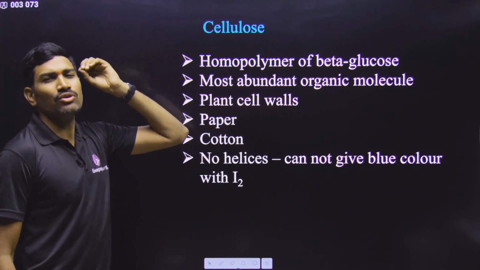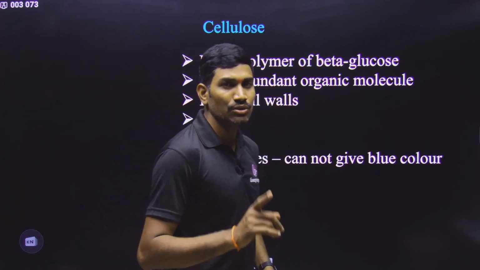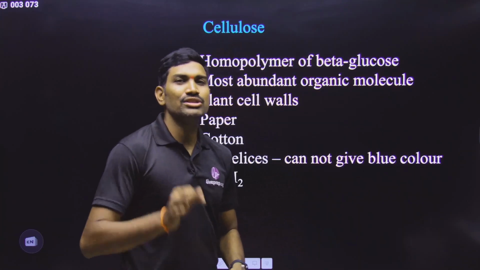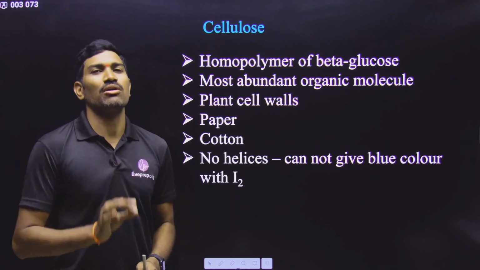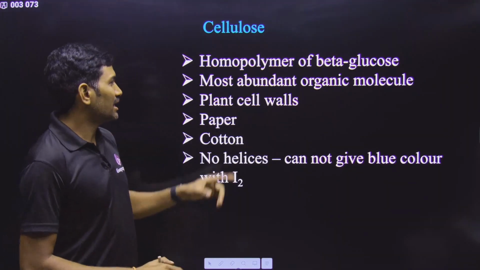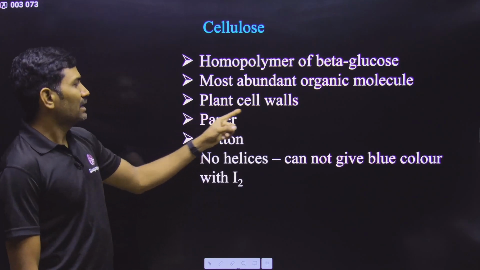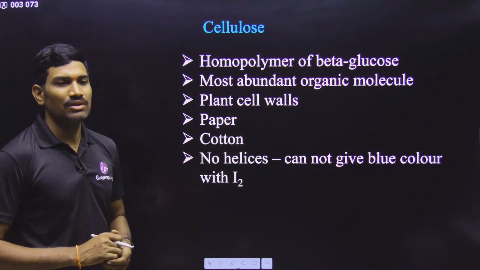And this is the most abundant organic molecule. The sentence was clearly mentioned in NCERT. You need to compulsorily remember this. Cellulose is the most abundant organic molecule. If you are talking about individual components, the most abundant organic molecule is cellulose. Okay, next one. It is generally seen in the cell walls of plant cells.